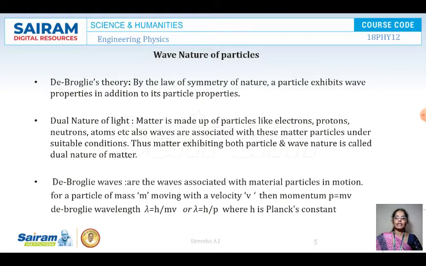Now we see the nature of the particles: the de Broglie hypothesis. What does de Broglie say? By the law of symmetry of nature, a particle exhibits wave properties in addition to its particle properties.